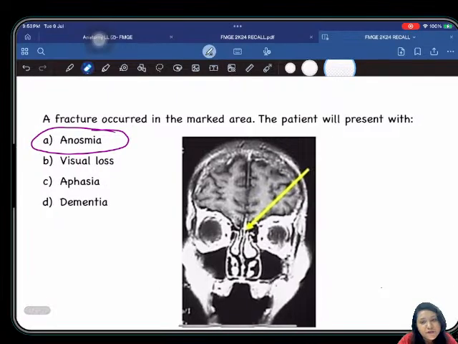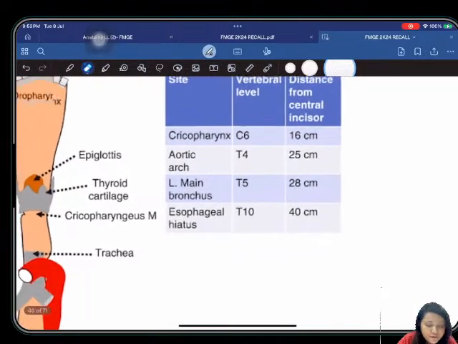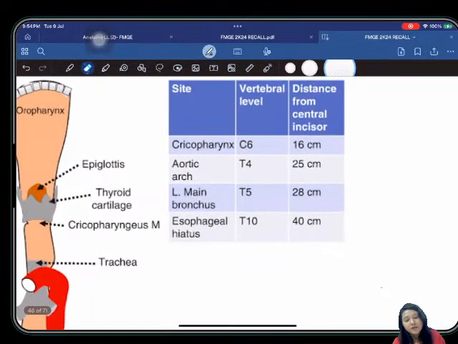You might get any question on radiology. On the basis of that you have to answer the questions. Then esophageal constriction, very important, as we have already studied. Since this time they have given the distance from the central incisor, also try to remember it in inches. This time they asked in centimeters, so next time they might ask in inches also. And the vertebral level. So for the aortic arch they have given 25 centimeters. Next time they might ask the vertebral level, which is at the level of T4.